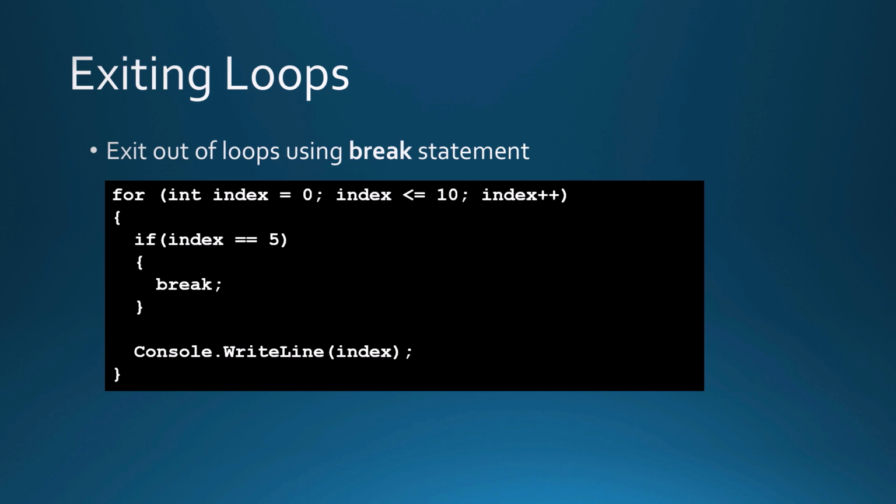So 0 gets displayed. It increments the index by 1. It's now equal to 1. And it keeps going through until index is equal to 5. When that happens, the break statement happens, which means it goes to the line after the for loop. And it continues on with whatever code is there.